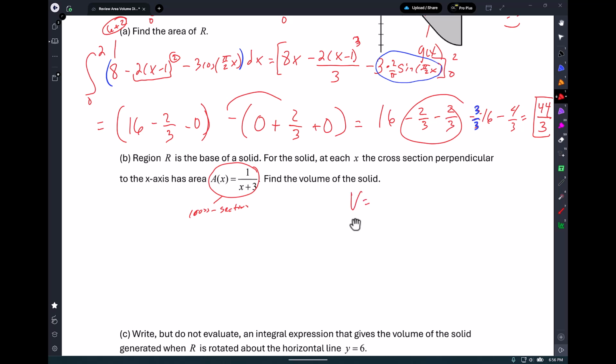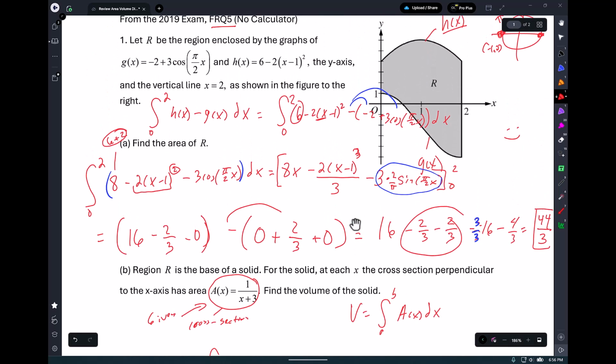Guys, to get the volume, you always integrate from a to b your area cross-section. That's how you find volume for anything. You find a common cross-section. Usually it's a shape like a square, washer, or semicircle. But in this case, they're giving it to us. So this is given. Pretty much what they're trying to do is see if you know how to integrate.